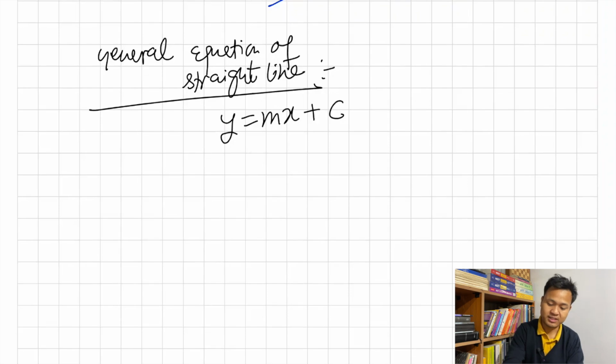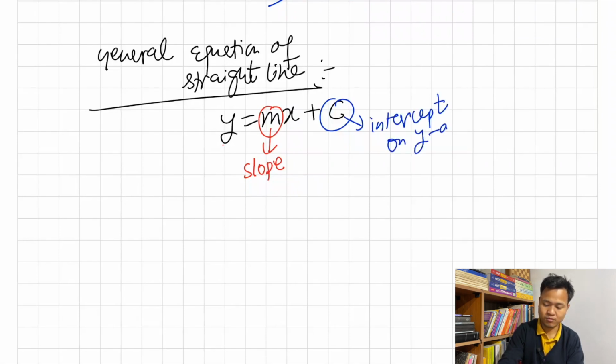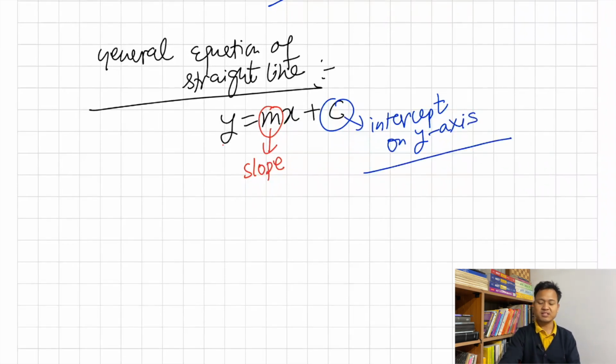Slope intercept. Here x and y are the variables, the x-axis and y-axis, and m is called the slope. And what is c? This c is called the intercept on the y-axis. It is the point where the straight line cuts the y-axis, so c is the intercept.